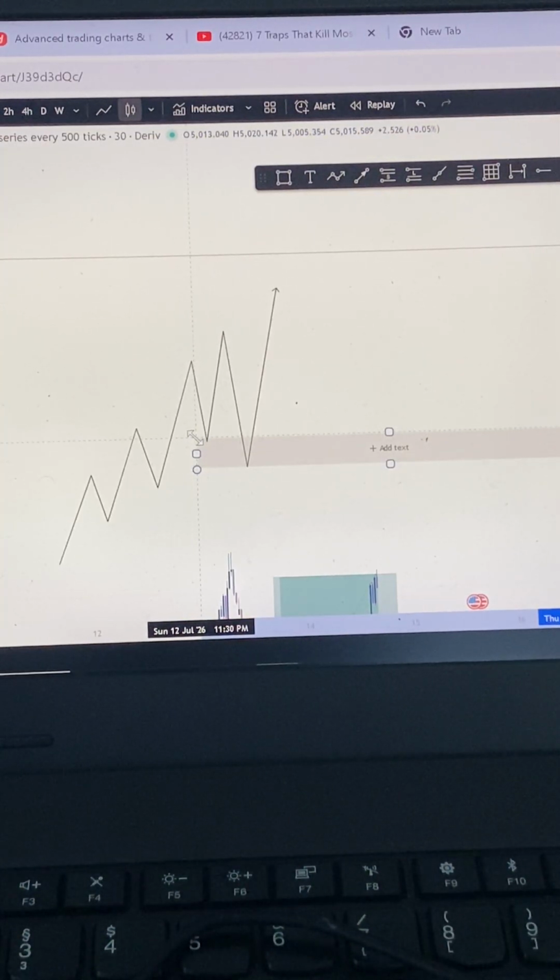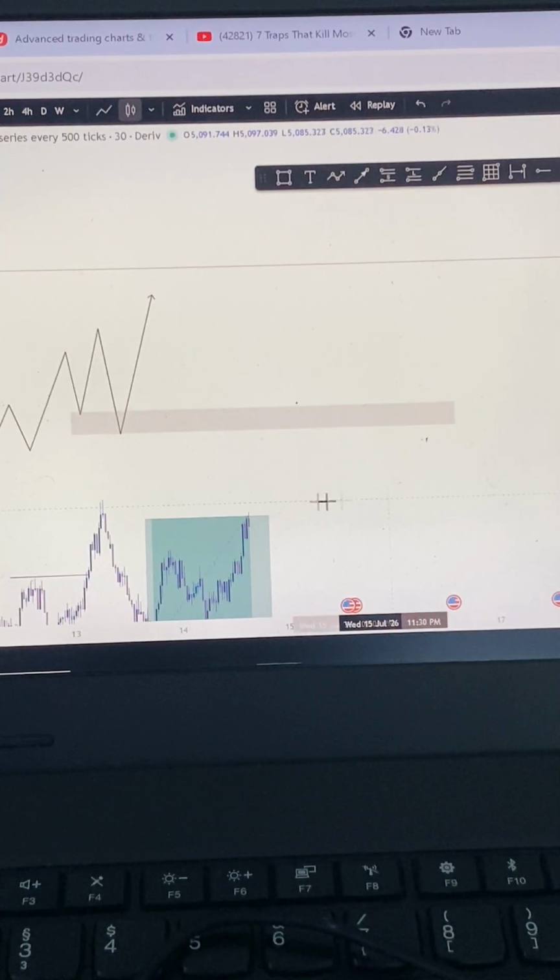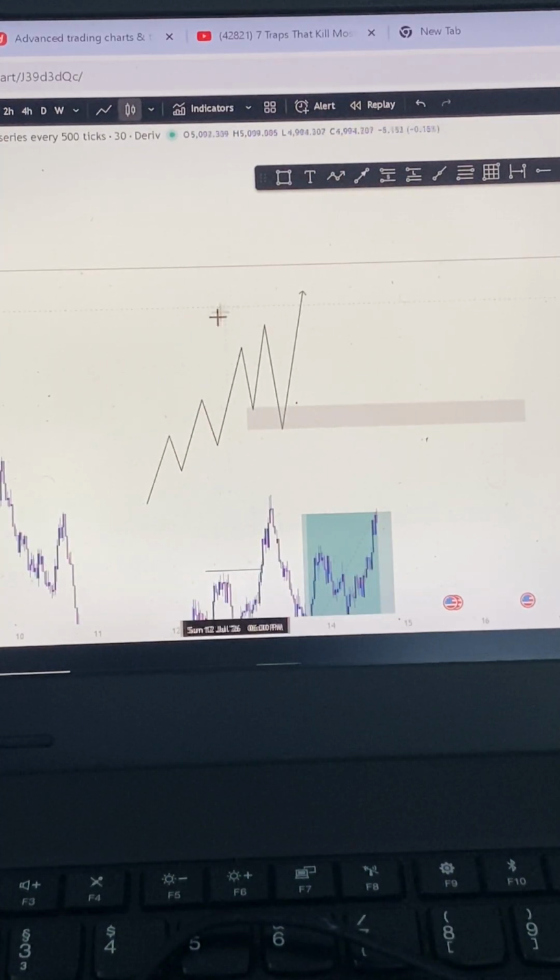Area of interest. Now, this can work as a reversal. It can also work as a continuation. So if you want to always join the trend, this is a good way to join the trend.